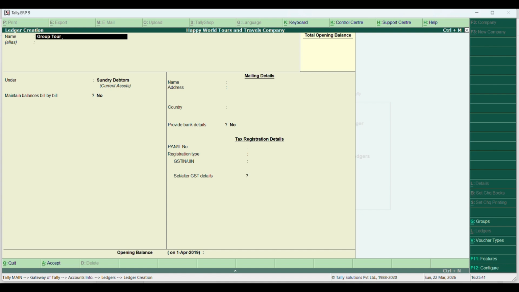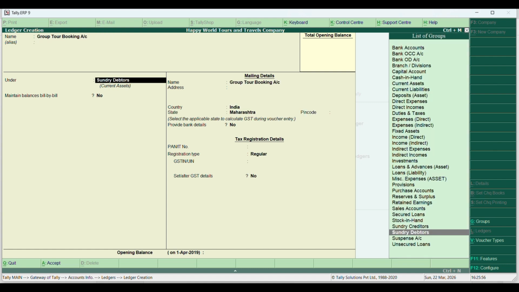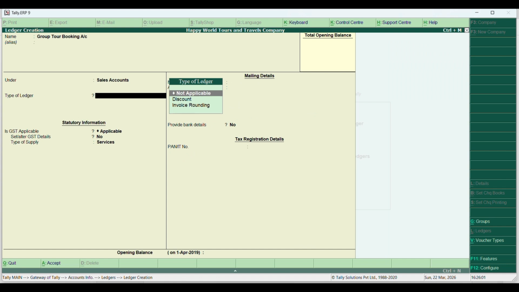Next, we will create a ledger for group tour booking. Now this is the service. If it was an inventory, we would have created an inventory item. Now since it is a service, we are going to create a service ledger. So group tour booking account. Here it will come under the sales account. We are selling this service. This will be not applicable.